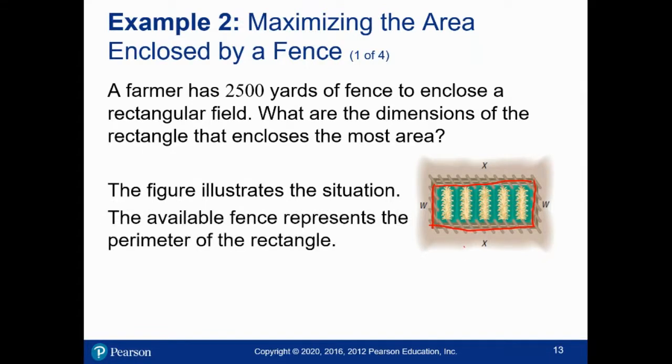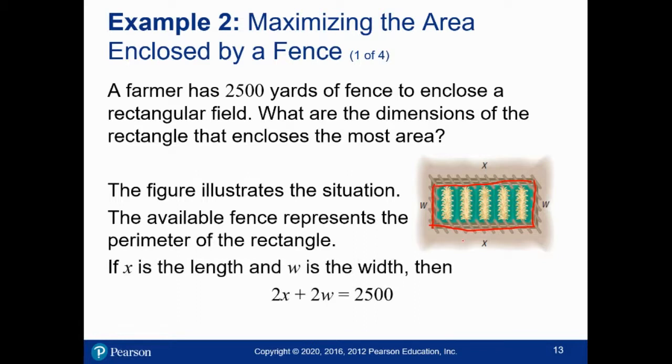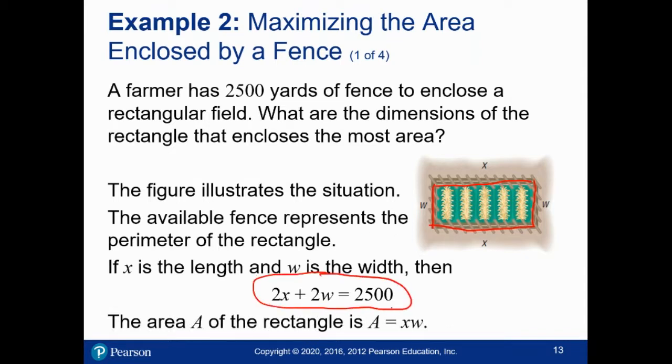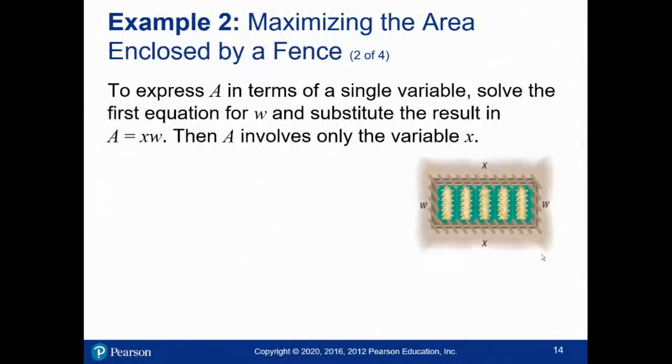So how much fencing I have is the perimeter of the rectangle, which is 2x plus 2w, and I want that to be all the material, 2,500 yards. Okay, but what's the area? x times w. So I have two equations here. It looks like we have two unknowns, w and x, but we really have two equations, and we're going to play that to our advantage. So if the area is x times w, notice that 2x plus 2w is 2,500. This came from the perimeter.